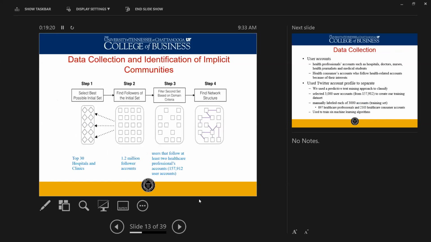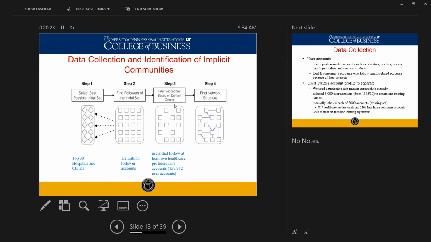So this is our overall framework for data collection for identifying the implicit communities. In the first step, we selected the best possible initial set to start from, which we thought was the top 30 hospitals and clinics ranked by the US News and World Report. So we started with the accounts of these top 30 hospitals and clinics on Twitter. Then we looked at all the followers of those 30 accounts and found about 1.2 million follower accounts, which indicates that these people are interested in the healthcare area.